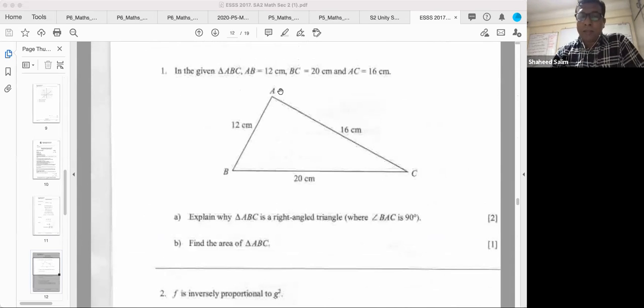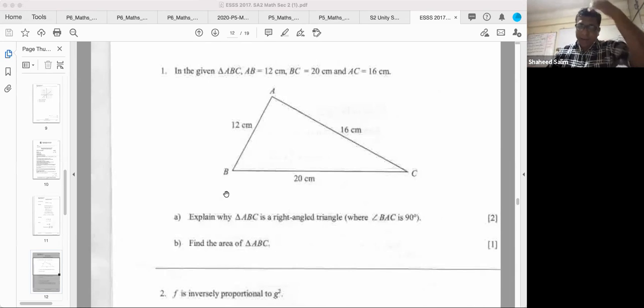This triangle ABC, AB is 12, BC is 20, AC is 16. Now they tell you this is a right angle. Explain why this is a right angle. They want you to prove it's a right angle. What are you going to use? You must use that 2,000-year-old man. Who is he? Pythagoras. Use Pythagoras and prove.